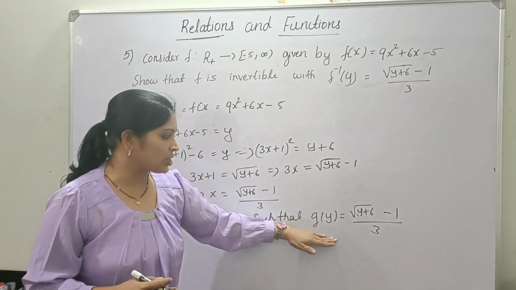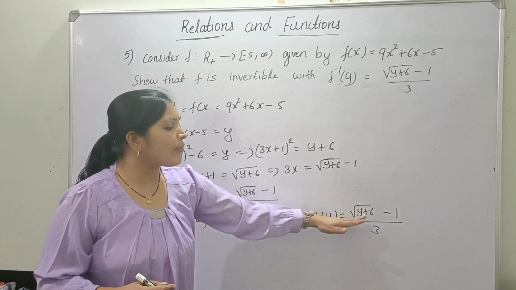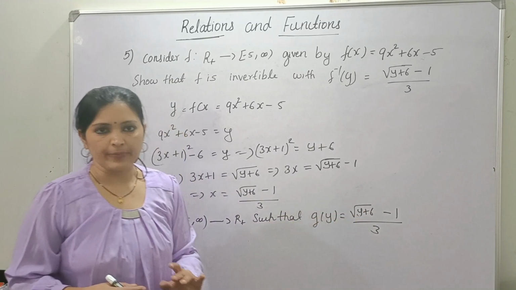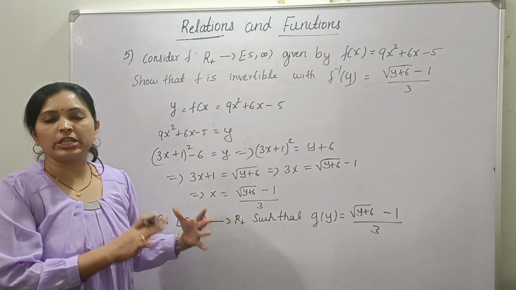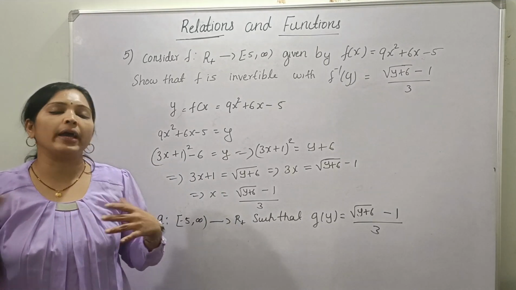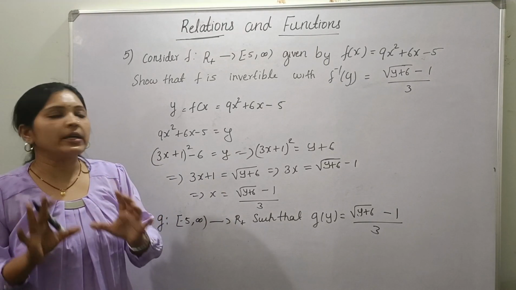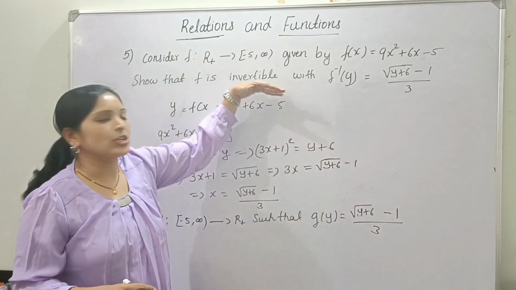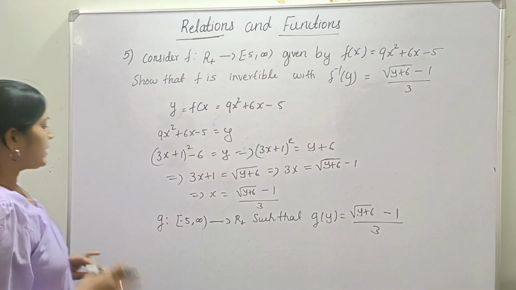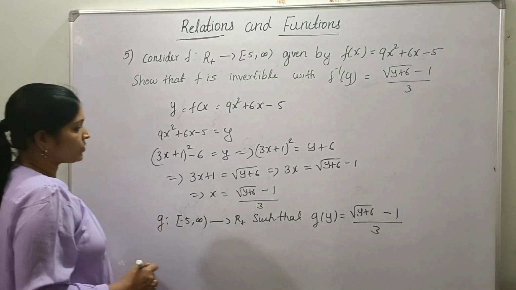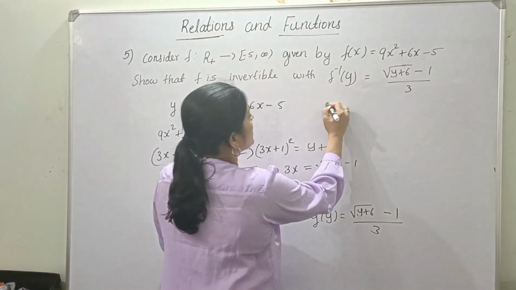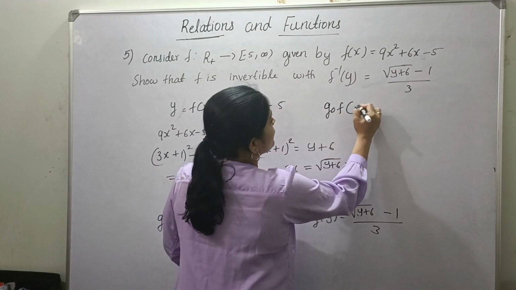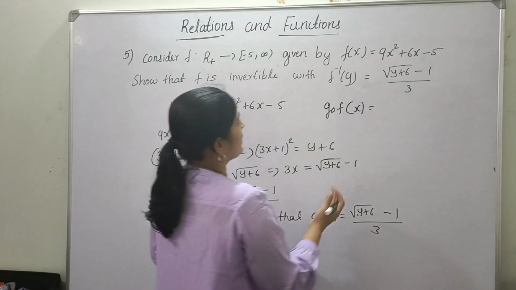See, our function g is defined by (root of y plus 6 minus 1) divided by 3. So if we get f composite g and g composite f as identity functions, then we can confirm f is invertible and g is the inverse of this function f, right? So let us find g composite f of x.